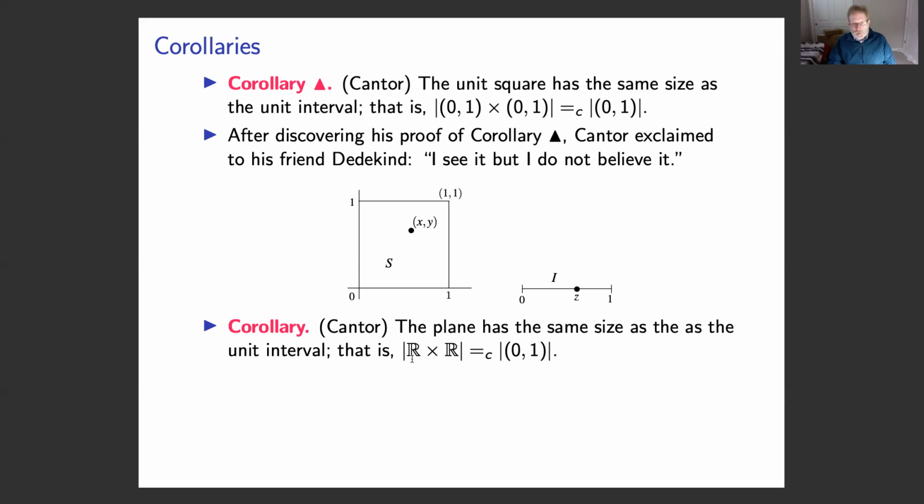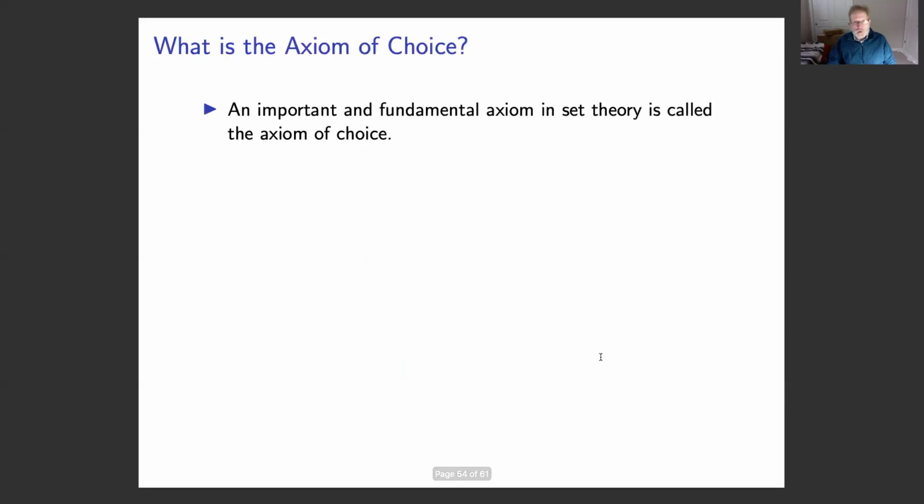He actually showed that the set of points in the entire XY plane has the same size as just the set of points in the open interval between 0 and 1. Now that seems just bewildering, but it's true. Cantor's ideas were very potent and allowed him to reach all sorts of conclusions.